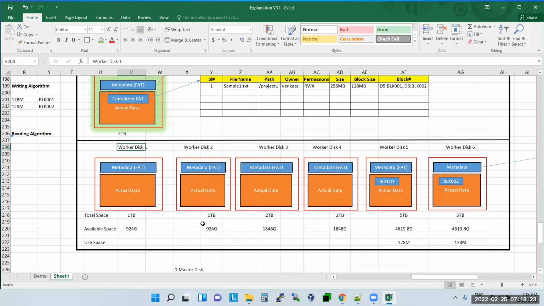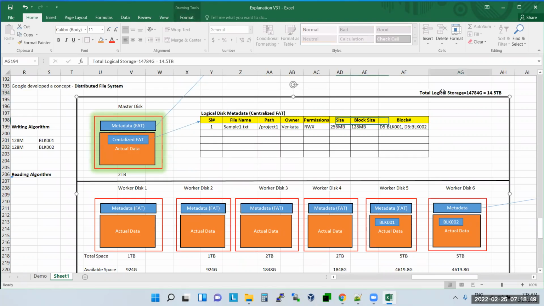Now one beauty here is that if you feel the worker disks are becoming full, you can add n number of worker disks. Unlimited worker disks you can add. There is no limit at all. You can add 1 lakh, 2 lakh, 3 lakh, 10 lakh worker disks also. Understood? So in this scenario, do you have any fear that your logical storage will become full? No, sir. If your logical storage is becoming full, you add some more disks. Yes or no? Yes, sir.